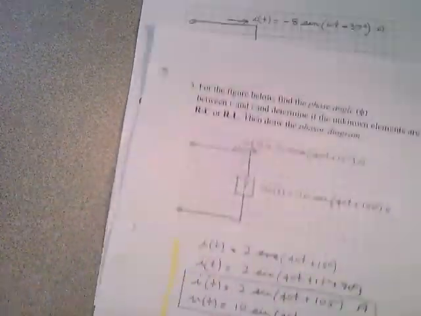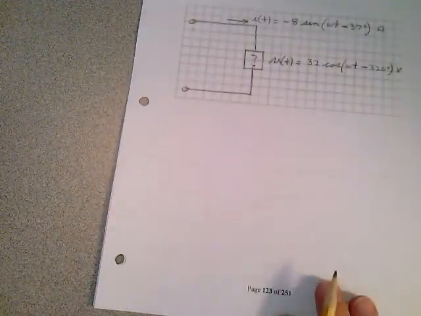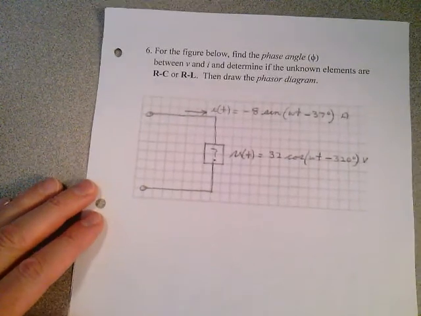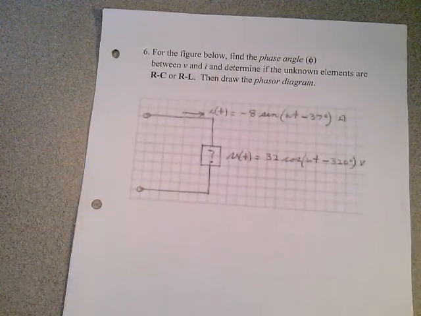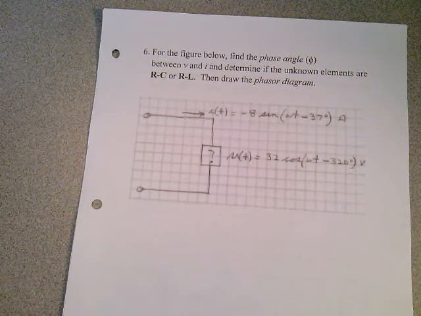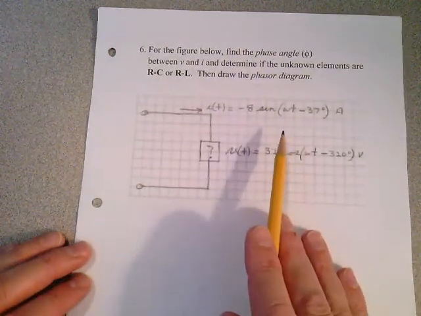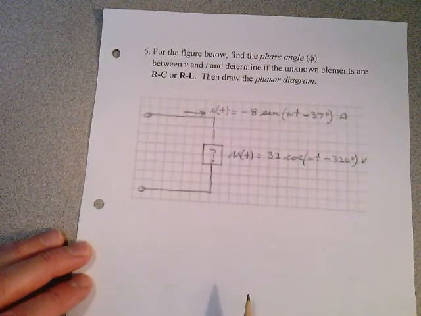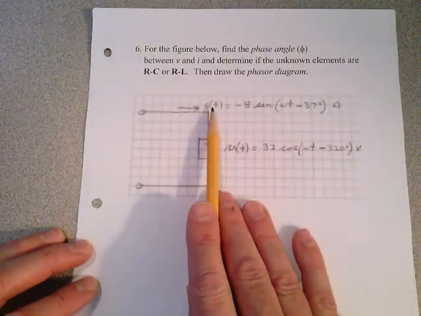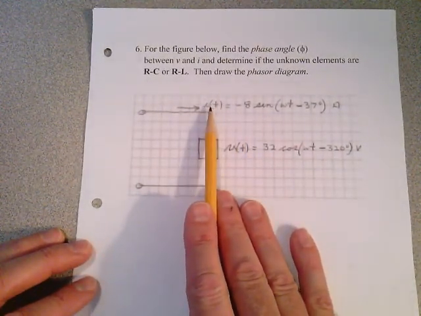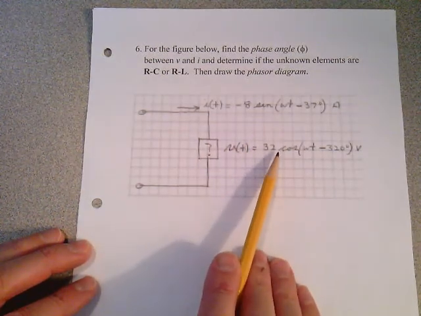If you take a look at problem number 6, for the figure below, find the phase angle phi between the voltage and the current, and determine the unknown elements. Determine if the unknown elements are either RC or RL, and then draw the phasor diagram. I'd like you to do this one very neatly. Get that current in terms of the voltage cosine wave.